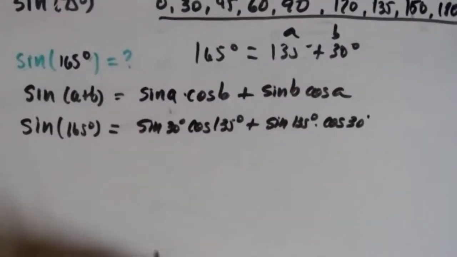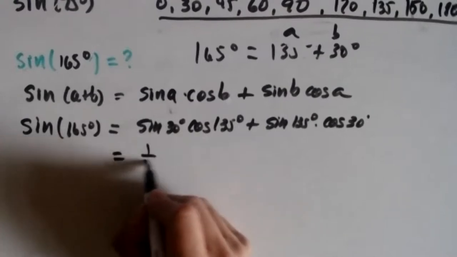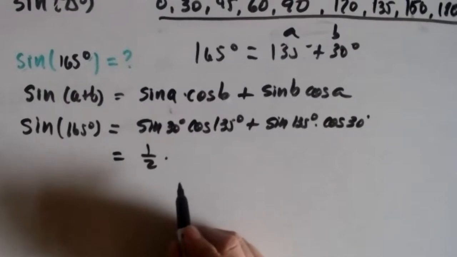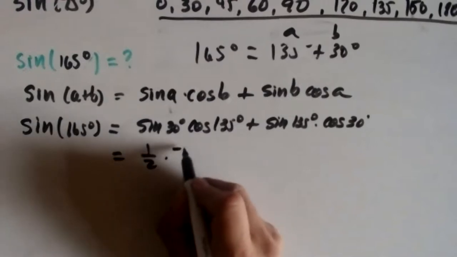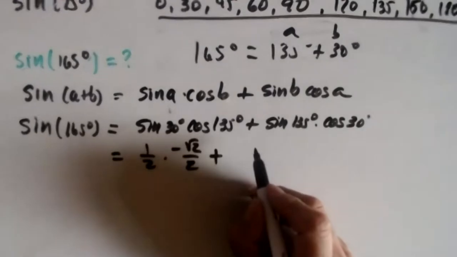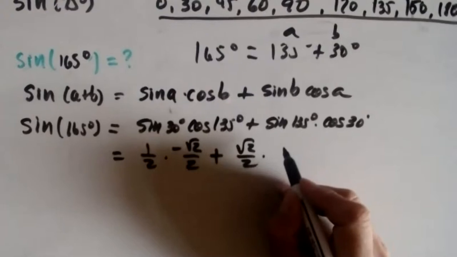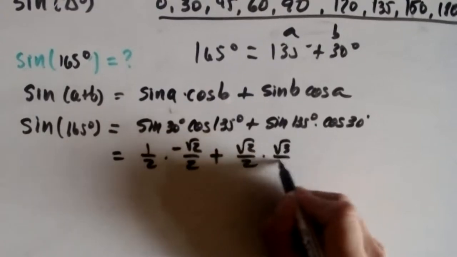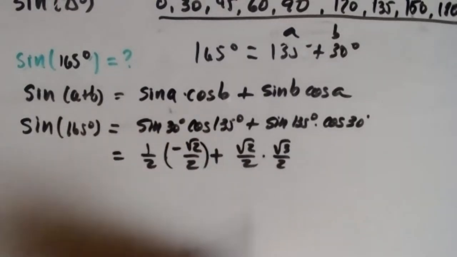Okay, well, let's check. Sine of 30 is 1/2. Cosine of 135, remember, you can check your tables here. The 135 cosine is negative square root of 2 over 2, plus sine of 135 is square root of 2 over 2 times cosine of 30. Cosine of 30 is square root of 3 over 2, correct? Now, you multiply these numbers and then you operate them.